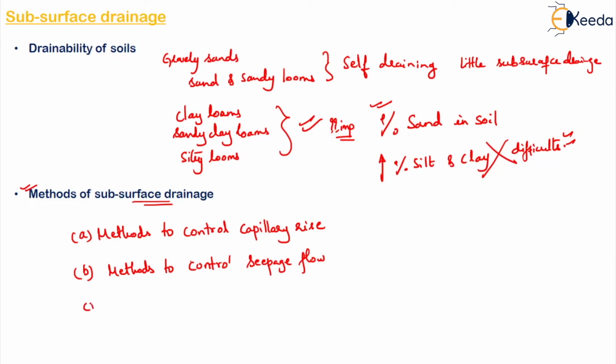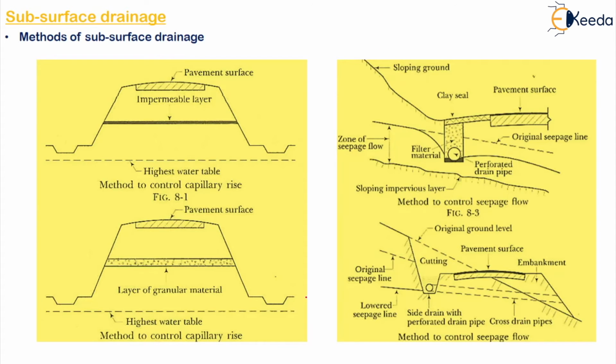And finally, the third one is the methods to lower the water table. Now we will discuss each one of the methods in detail.